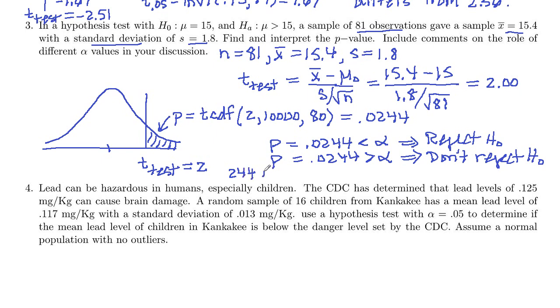244 of 10,000 samples are as or more extreme than our sample. So those are two interpretations of the p-value. You can do it in terms of alpha here, but you can also interpret it as how extreme your sample is.